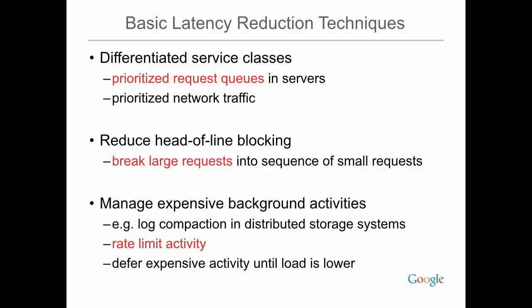Sometimes in your systems you can end up with head-of-line blocking. So if you're trying to read a 16 megabyte chunk of data from disk, and meanwhile queued behind that is a 100 kilobyte read that's needed for some user request, you really want to break that 16 megabyte read into a bunch of smaller ones and allow the 100 kilobyte one to slip in the middle so that it doesn't spend a really long time waiting for that big request.